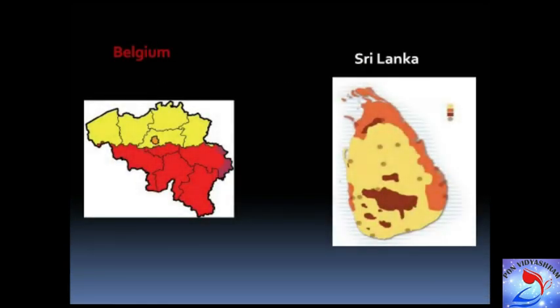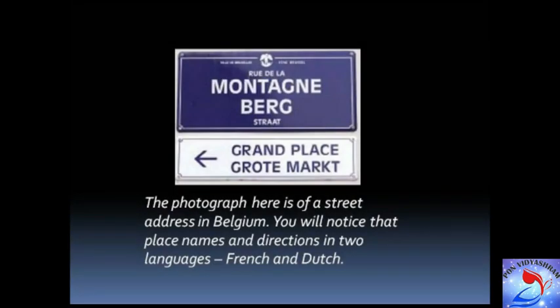Before we start the lesson, let us recall what we have studied in the previous session. We have learned about the power sharing in two countries, Belgium and Sri Lanka. Because of the Belgian model, different communities, that is French, Dutch and German, lived happily there. Here you can see the board of a street address in Belgium in two languages, French and Dutch.